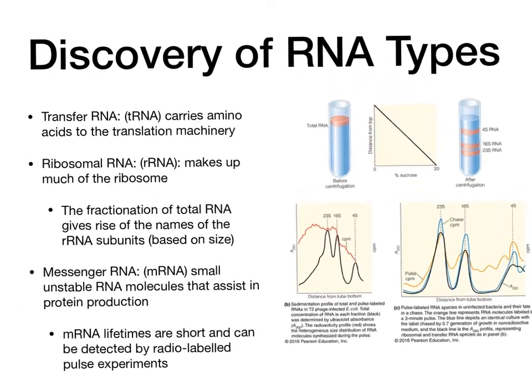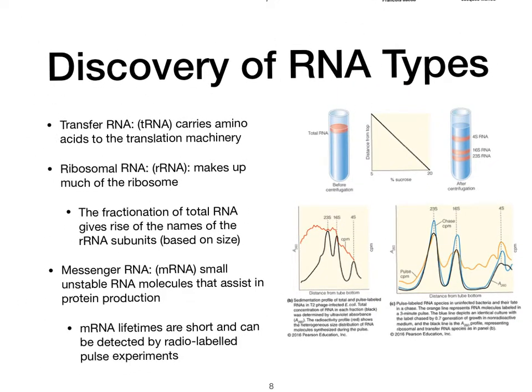So RNA has three different types. We have tRNA, we have rRNA, and mRNA. The difference between these: tRNA is utilized in protein production. It carries the amino acids to the translation machinery. rRNA makes up much of the ribosome, so the total RNA is mostly ribosomal RNA. And messenger RNA is a small, unstable molecule, and its lifetime is short and can be detected by radiolabeled experiments.